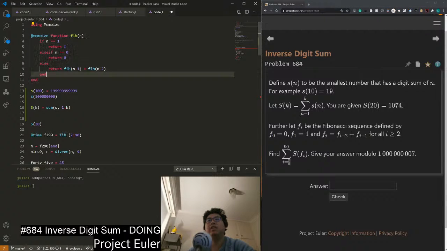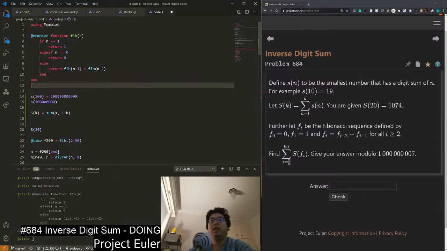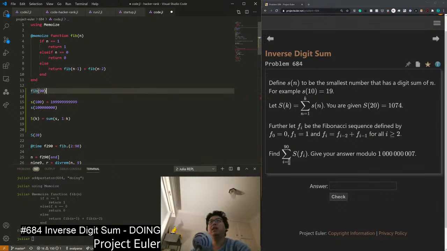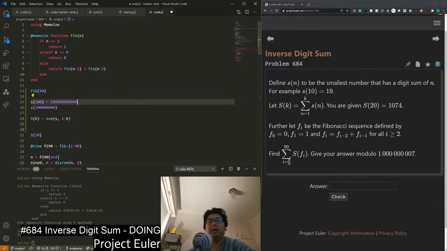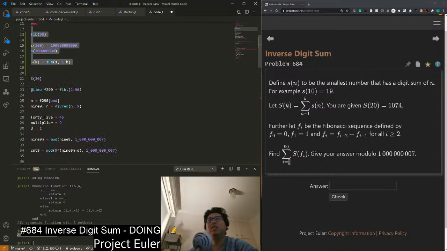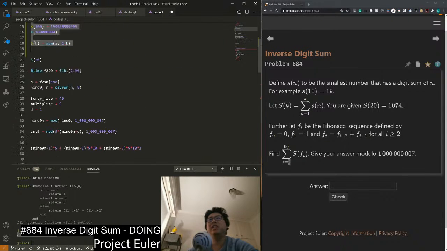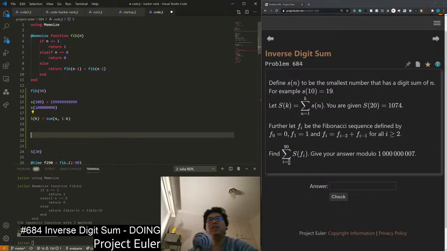I have a function here to compute the Fibonacci numbers, but Fibonacci number 90 is huge. That's a sum of a sum of a sum of a sum. It's going to be huge. You have to do a lot of maths to simplify it. It's not that easy.